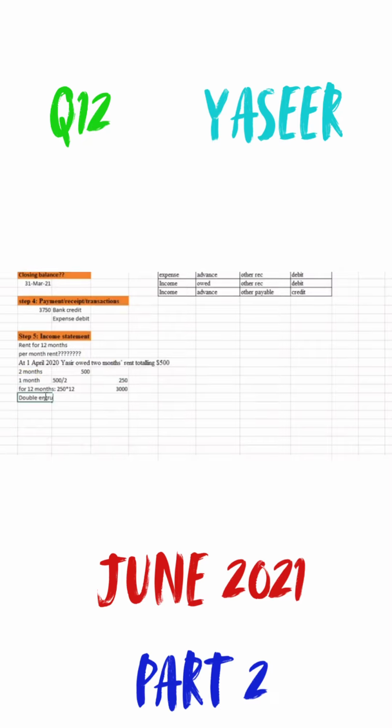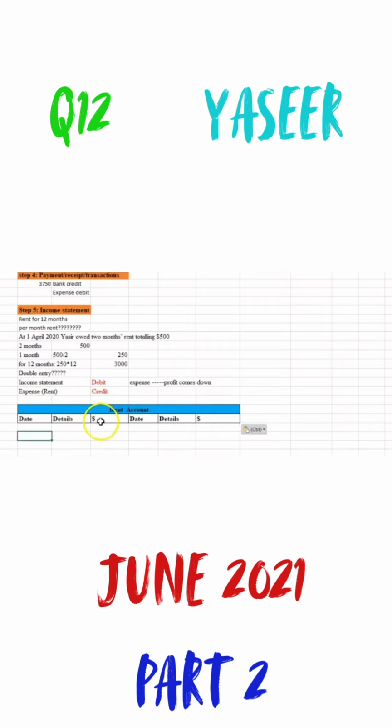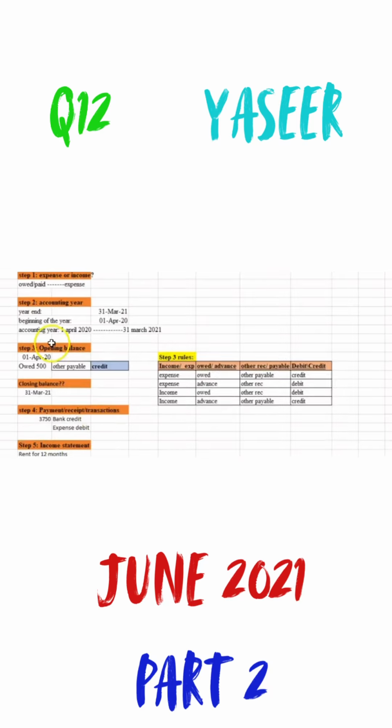What about the double entry? To understand this, you need to look at income statement as an account rather than a statement. Basically, income statement is an account where we put our income and expenses. If anything leads to decrease in profit, then we debit this account. As rent is an expense, it will decrease the profit, so income statement is debited. The expenses account is therefore credited by 3,000.